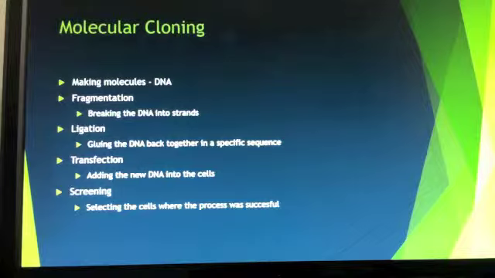Molecular cloning. There are four main steps to molecular cloning, and molecular cloning usually deals with DNA. The first step is fragmentation, which is breaking the DNA into single strands. Then comes ligation, which is gluing the DNA back together in a specific or desired sequence. After that comes transfection, which is adding the new DNA into the cells. And the last and final step is screening, also known as selection, which is selecting the cells where the process was most successful.